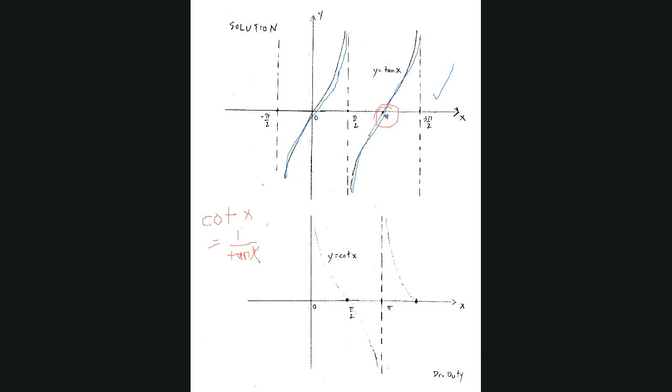Well, what's 1 over infinity? What's 1 divided by a huge number going to equal? That's right, it's going to go to 0. That's right, Ian. That's right, Nicholas. So as x approaches pi over 2, the tangent function goes to infinity. Well, that means the cotangent function is going to go to 0.